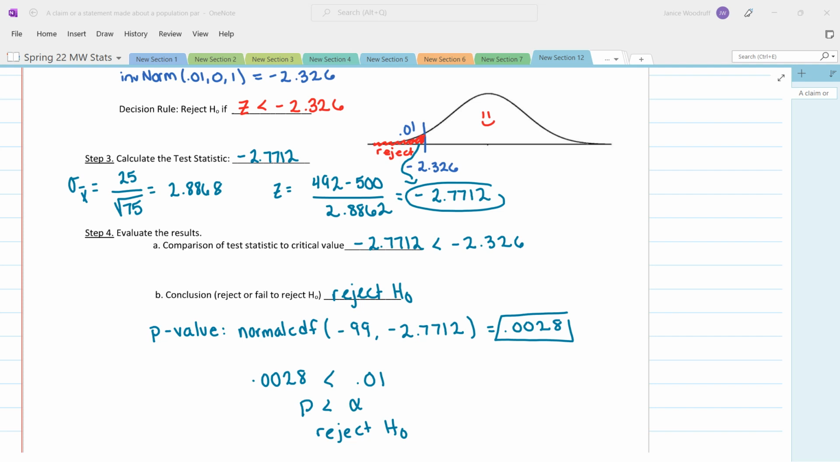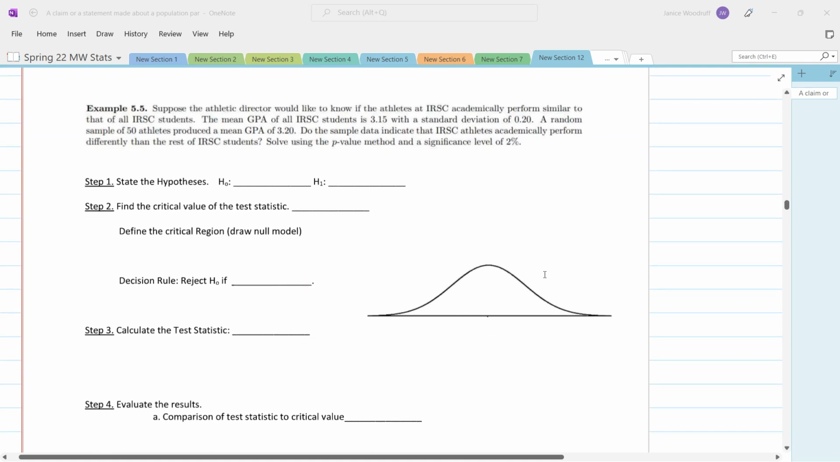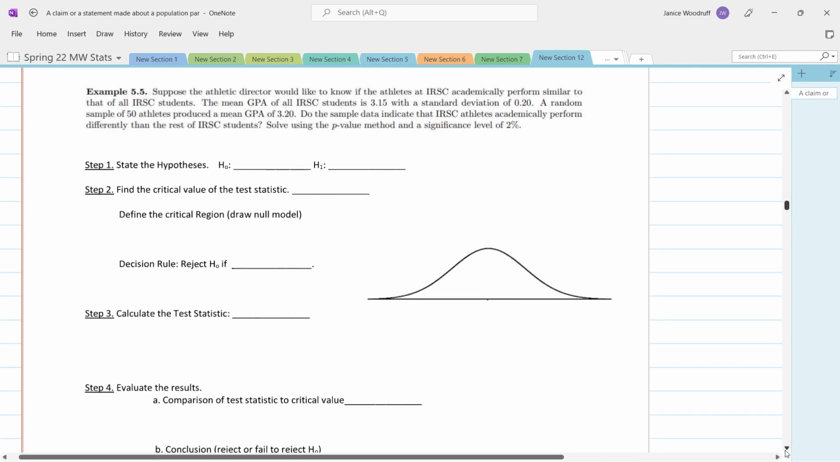All right, how are we doing? This can be confusing, but if you just take it one step at a time, it makes it a little bit better. Okay, last example for here, and then we'll take a break to get to 9.3.